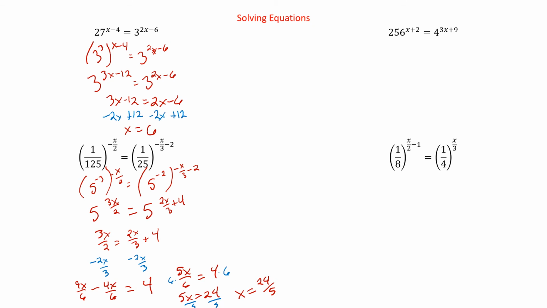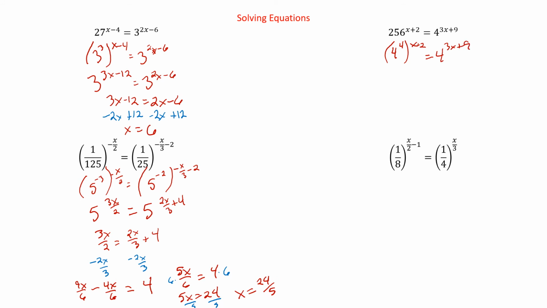So this first one, 256, it's a bigger number to deal with. 256, well, I know it's 16 squared, and 16 is 4 squared, so 256 will be 4 to the fourth power. It could also be 2 to the eighth power if you went for 2's, but it's 4 to the fourth power, x plus 2 equals 4 to the 3x plus 9.